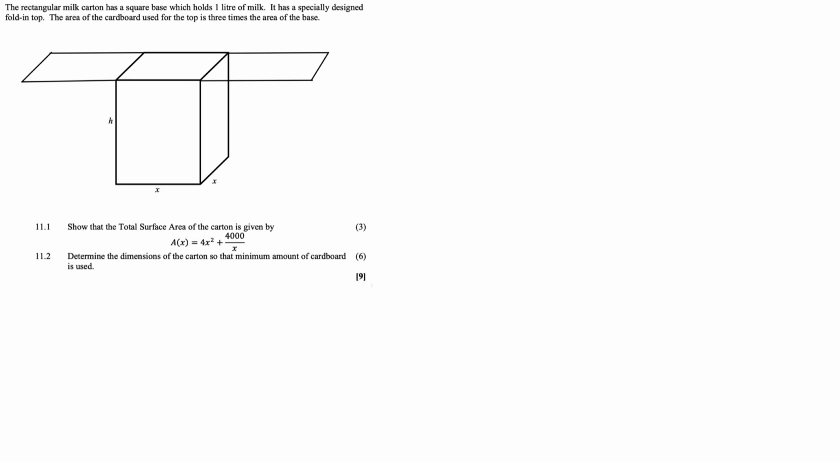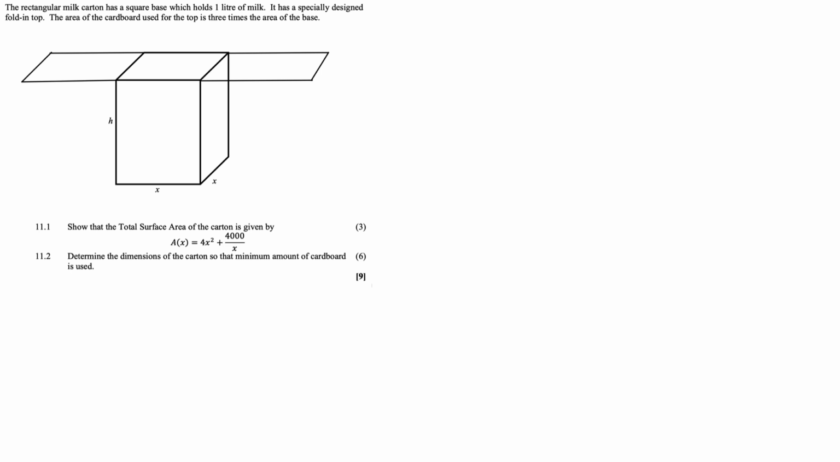The rectangular milk carton has a square base which holds 1 liter of milk. It has a specially designed fold-in top. The area of the cardboard used for the top is 3 times the area of the base. So question 11.1 says, show that the total surface area of the carton is given by A(x) = 4x² + 4,000/x.